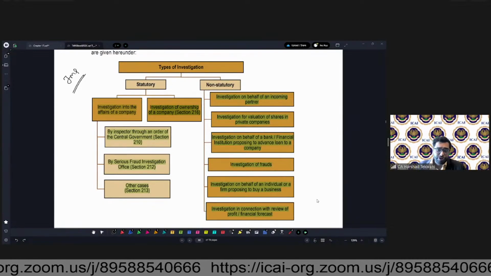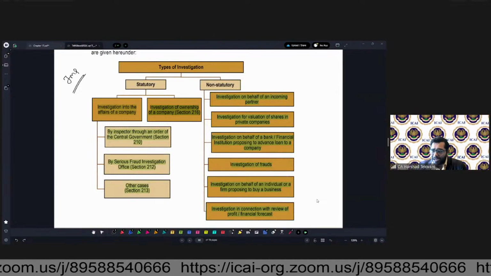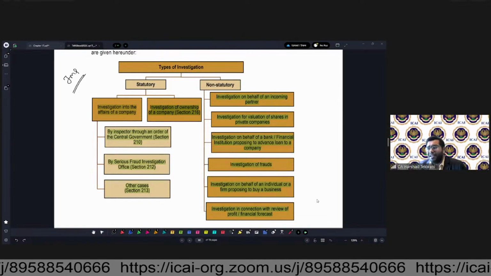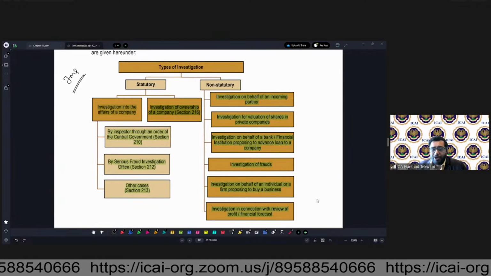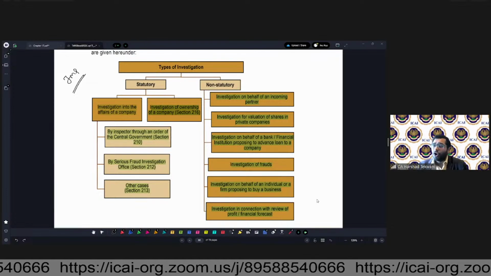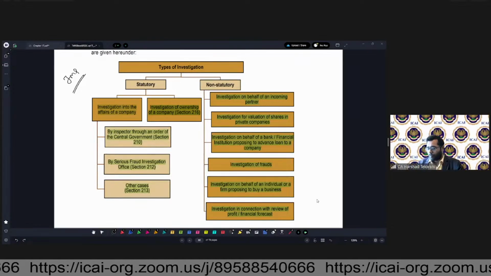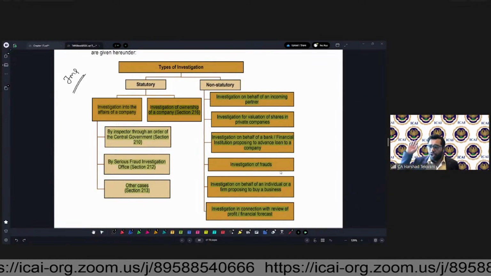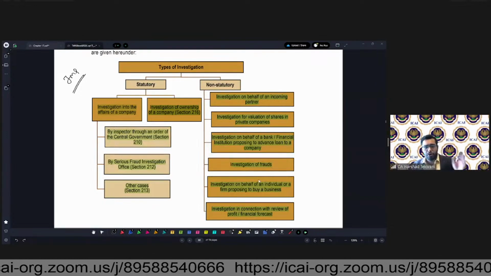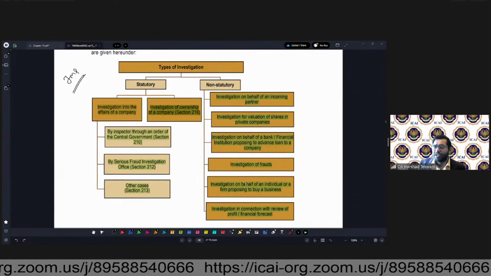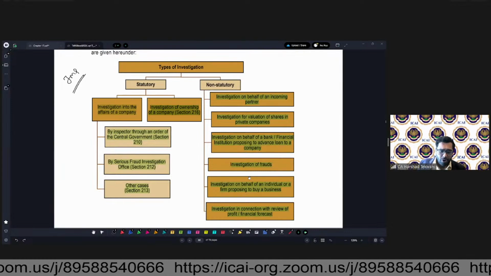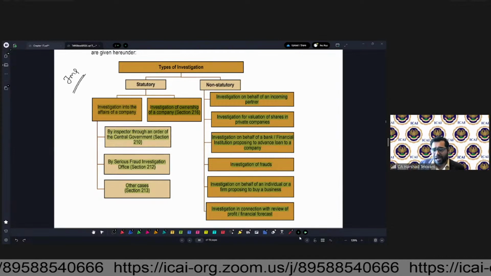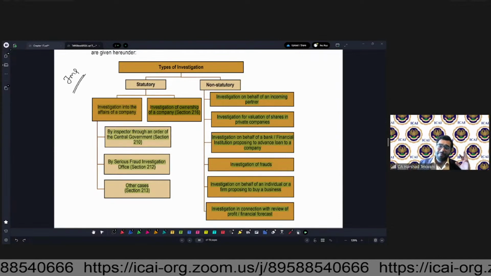Now, when it comes to non-statutory investigation, it is either started or initiated by the management of the company or by a third party who is associated with the company. But these are not governed by any law or regulation. Accordingly, these are the two types of investigations: statutory and non-statutory. I'll not go into the detail of the sections because you might have already seen these in your corporate law part. But Sections 210, 212, 213, 216 are some important sections under which investigation can be carried out.